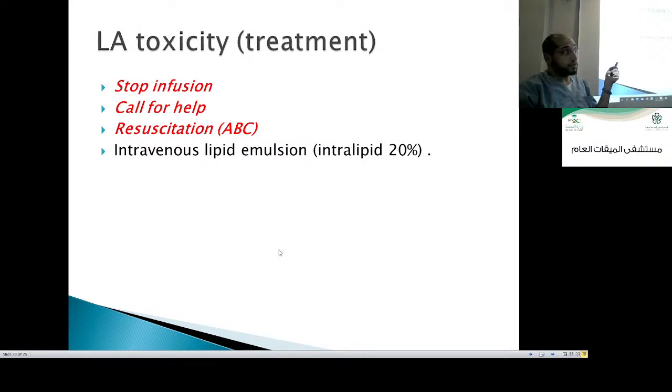So what to do? First, calm down, stop the infusion, call for help, and do ABC, okay? And let the anesthetist manage. Here, this is an intravenous lipid emulsion, intralipid 20%, as we have mentioned before. This drug is specific to reverse the local anesthesia toxicity over the cardiac muscles. So in case of asystole, we hope this drug can reverse the local anesthetic toxicity on the cardiac muscles.